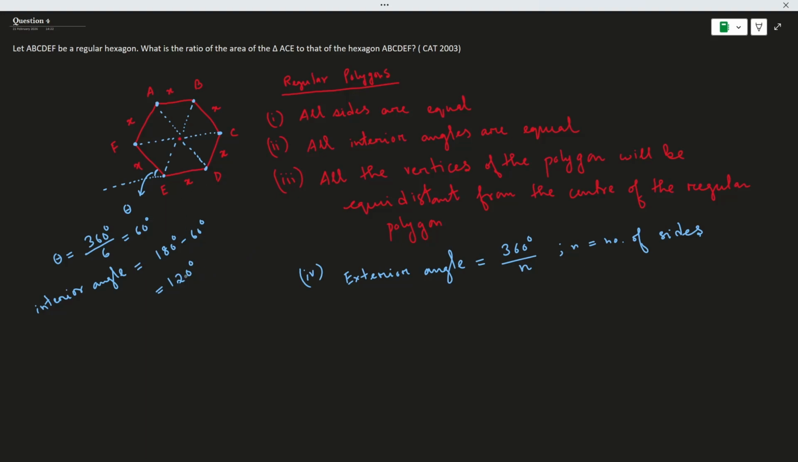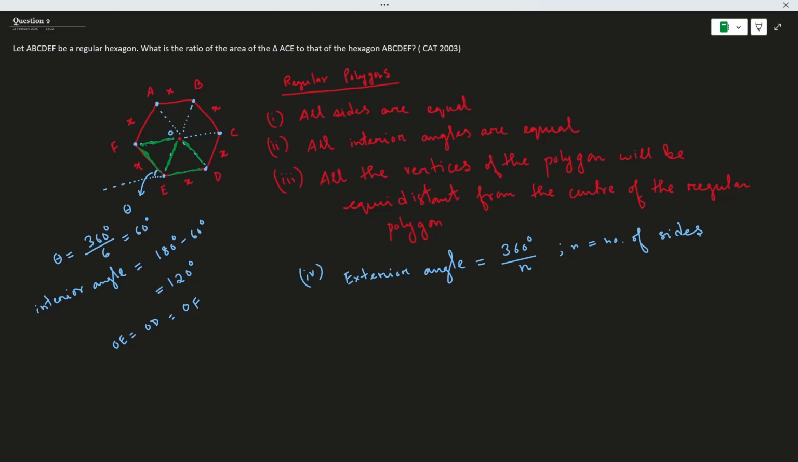Okay. Now these two sides are equal. Suppose O is the center. OE is equal to OD. Right? OE and OD are equal to OF. Consider these two triangles. Just focus on triangle OEF and triangle ODE.